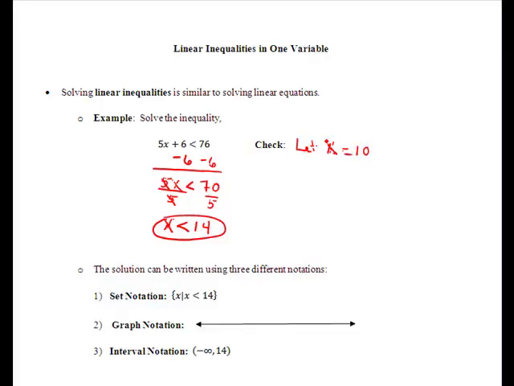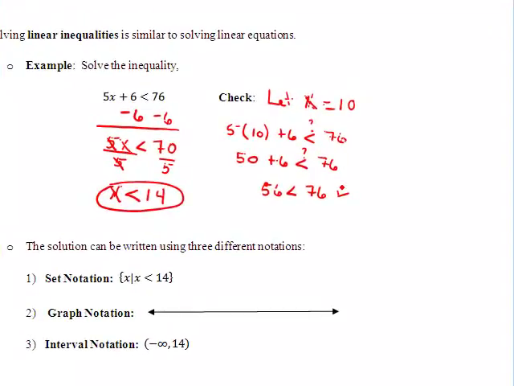And let's plug it into our inequality. So we have 5 times 10 plus 6. We want to make sure and verify that that is indeed less than 76. So 5 times 10 is 50, plus 6. Is that less than 76? Well, 56 is less than 76. So it checks.